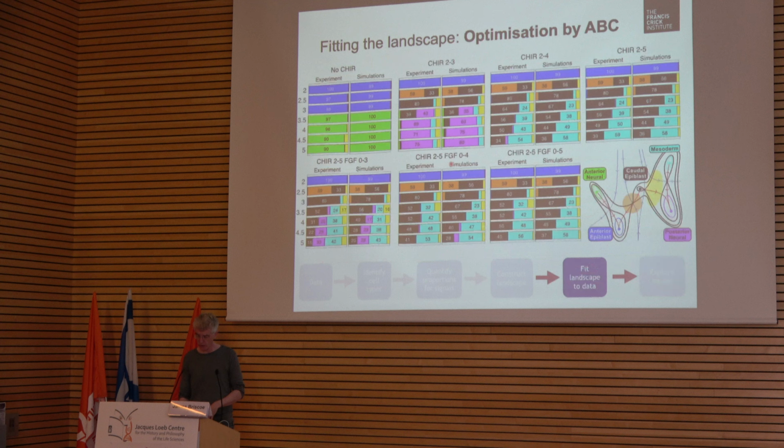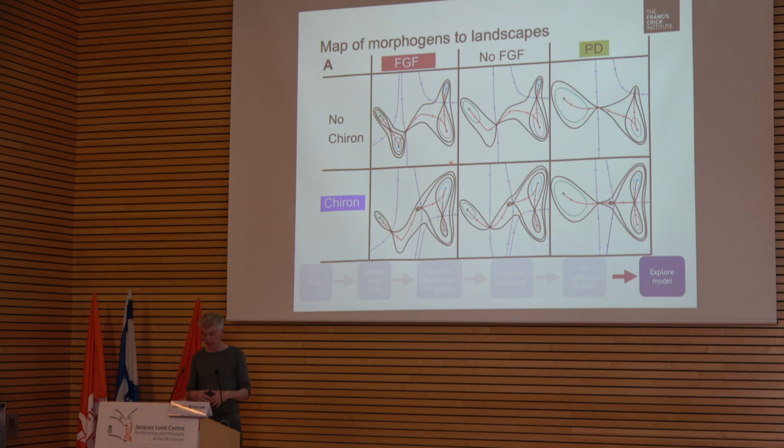So what is that good for? So one thing we can do is to view this model as a map of signals to landscape. So it shows how signals change the landscape and how these changes enable cells to transition from one cell fate to another cell fate. And there are two types of transitions here. So one is a bifurcation of an attractor.